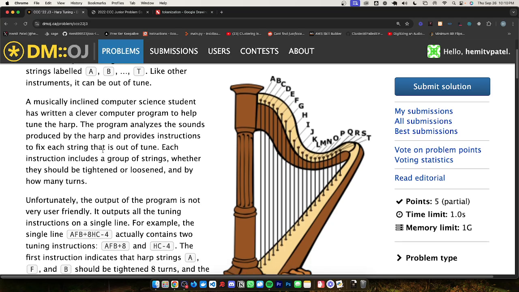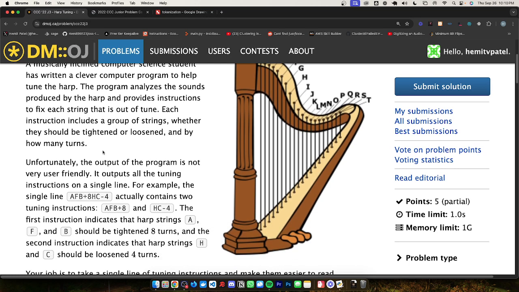Unfortunately, the output of the program is not very user-friendly. It outputs all the tuning instructions on a single line. For example, the single line AFB plus 8 HC minus 4. That, to a normal user, would take some time to comprehend, and as software developers, we don't want them to have to do that. We want to make it as easy as possible to understand the outputs.